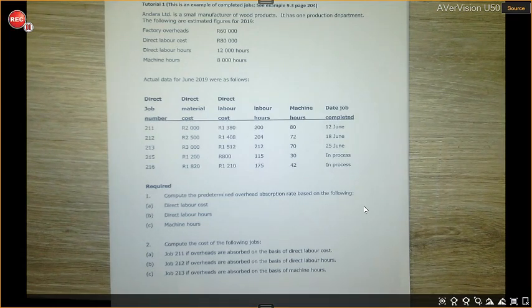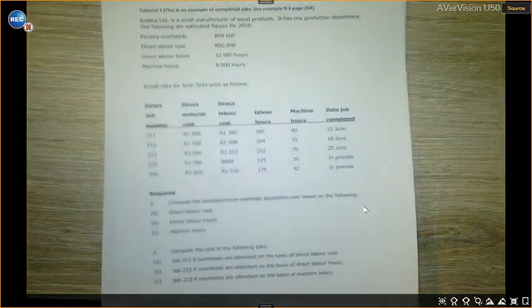Look at the requirement. The first one: compute the predetermined overhead absorption rate based on the following. Now there's a word there, guys, that says predetermined. The word predetermined means that it's something that you have to do before the actual information. That is why you've got that budgeted or estimated information, so that you can calculate this predetermined overhead absorption rate. And if you can remember, this is just a revision question because this is your chapter 5, when you are doing the overheads allocation. So we will look at the solution of that now.